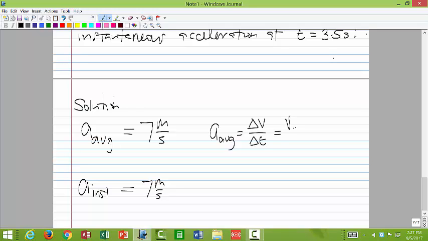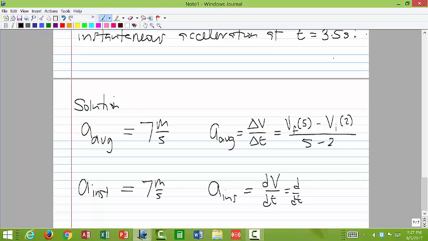So that's going to be V final, let's say at 5 seconds, minus V initial at say 2 seconds, divided by 5 minus 2. And then for A instantaneous, the definition is dV dt, which is going to be d dt of V of t, which is 7t plus 2, so that's going to be equal to 7. Okay, is everybody following that?